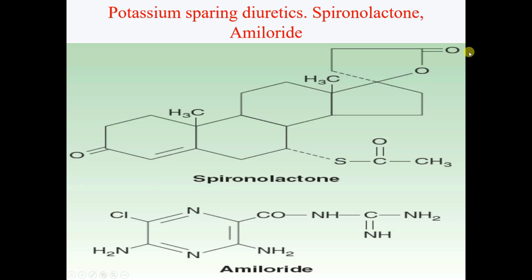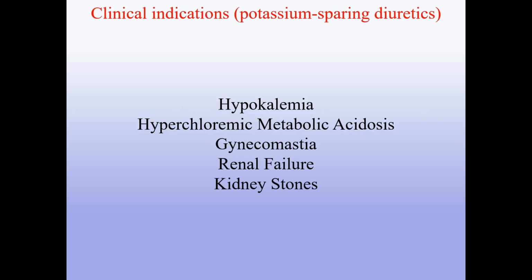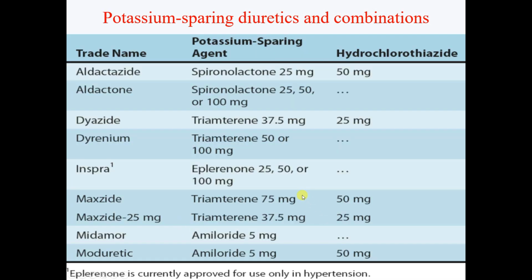Next one is potassium-sparing diuretics, spironolactone, amiloride. Clinical indications of potassium-sparing diuretics: hypokalemia, hyperchloremic metabolic acidosis, gynecomastia, renal failure, kidney stones. And on this slide you can see potassium-sparing diuretics and combinations.